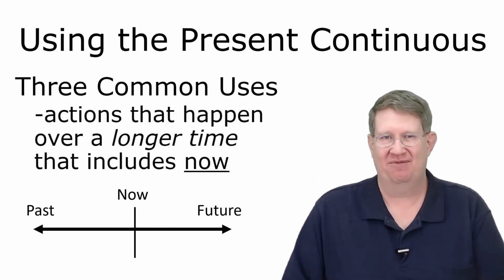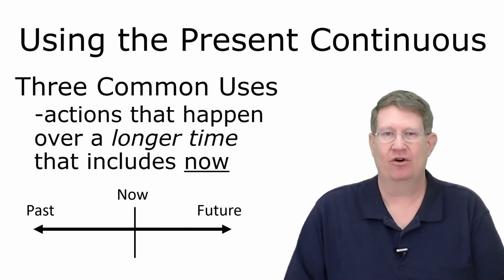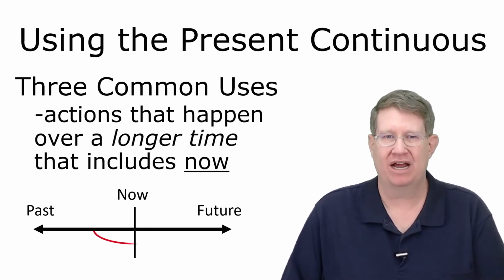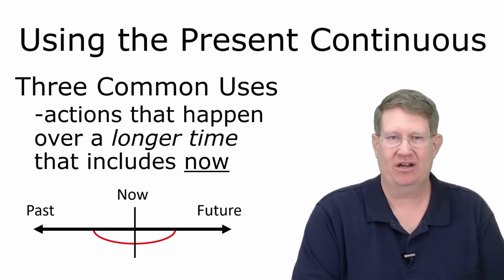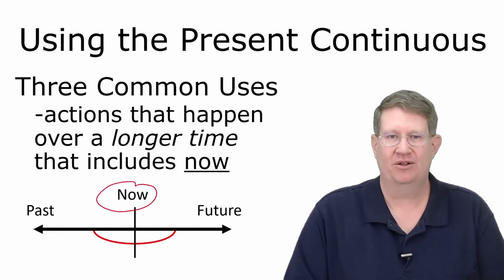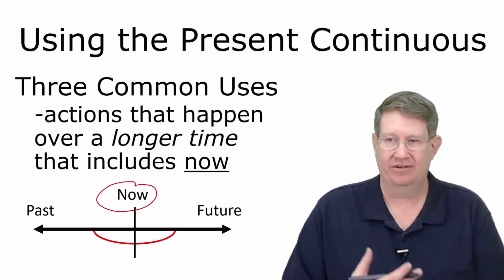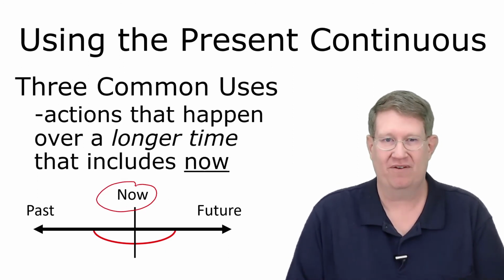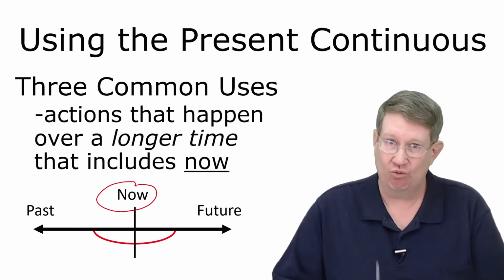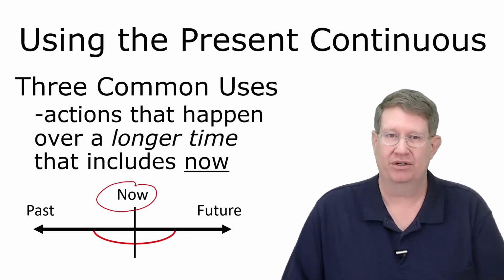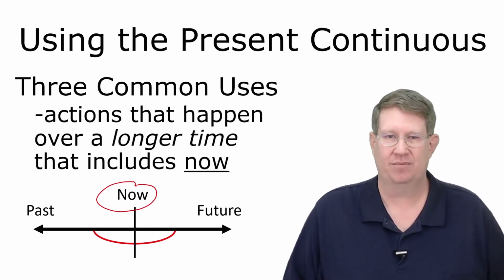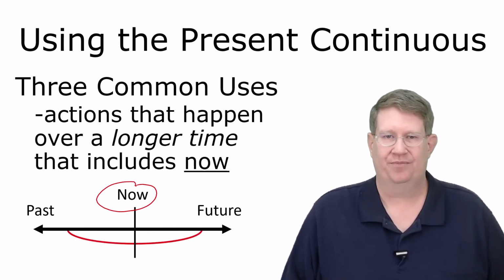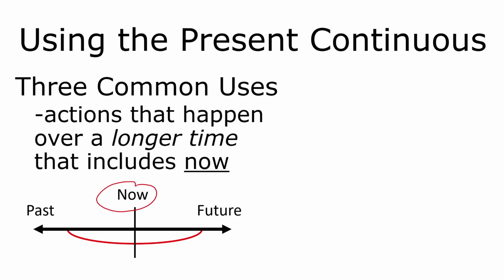This is going to be a little bit confusing. Actions that happen over a longer time that include now. So basically, what we have to do is ask ourselves, can we understand that the word now can have different meanings? And if the answer is yes, then we'll be fine. So now can mean right now, at this very moment, or it can mean over a longer time. Let's look at some examples. Okay? All right, so we've stretched our idea of now.